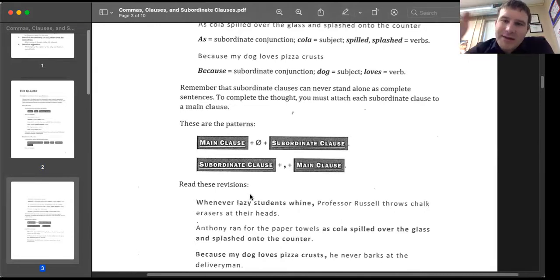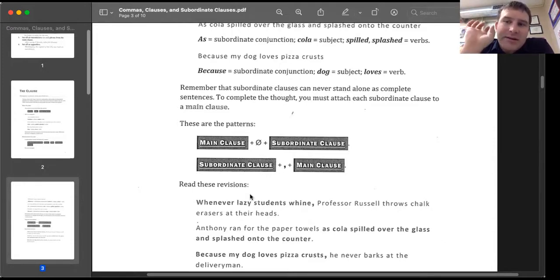So the main clause, subordinate clause. If you do it like that, no comma is required. There's no commas needed. However, a comma is needed, and this is one of those commas that you need to start being more aware of, is whenever you have subordinate clause, then a main clause.